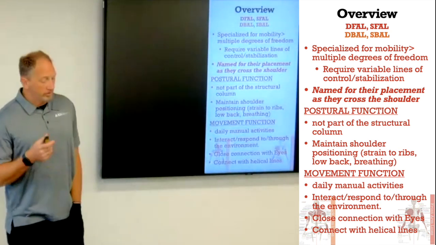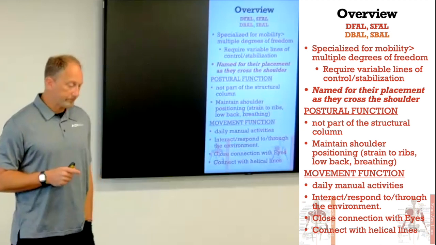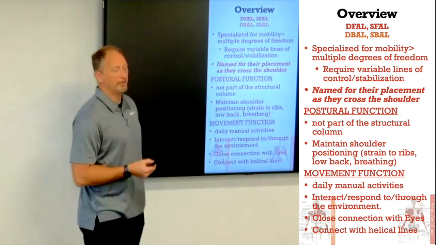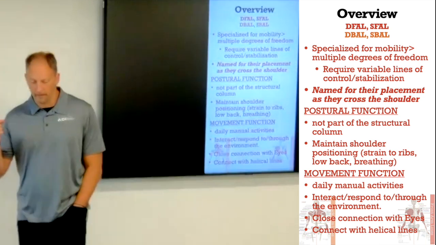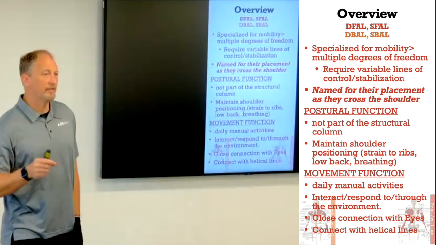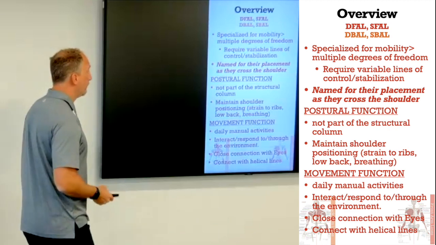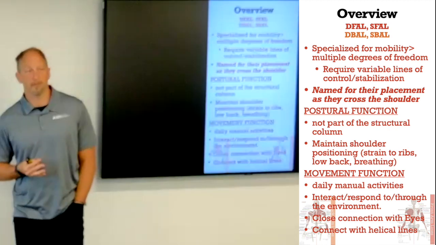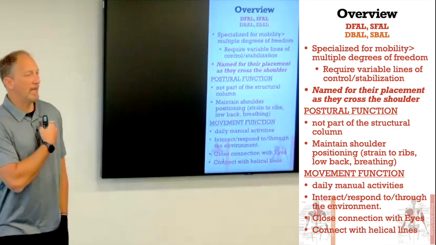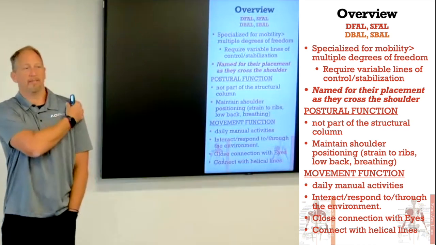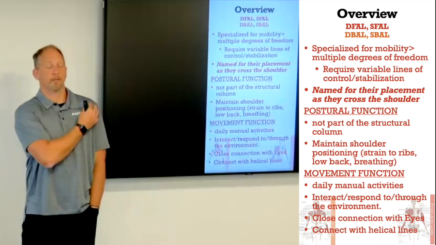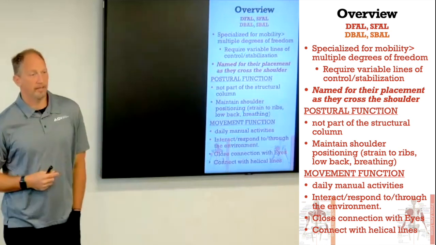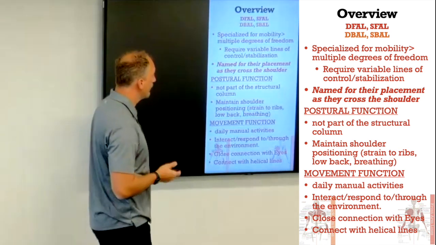So the arms are designed for mobility, not for locomotion. Because of that, they have lots of degrees of freedom. We need lots of different ways to create stability within that. Variable lines of control stabilization. That's what the arm lines allow us to do. The arm lines are named by where they pass in regards to the shoulder. Front arm lines are on the anterior side of the shoulder. Back arm lines are on the posterior side of the shoulder.